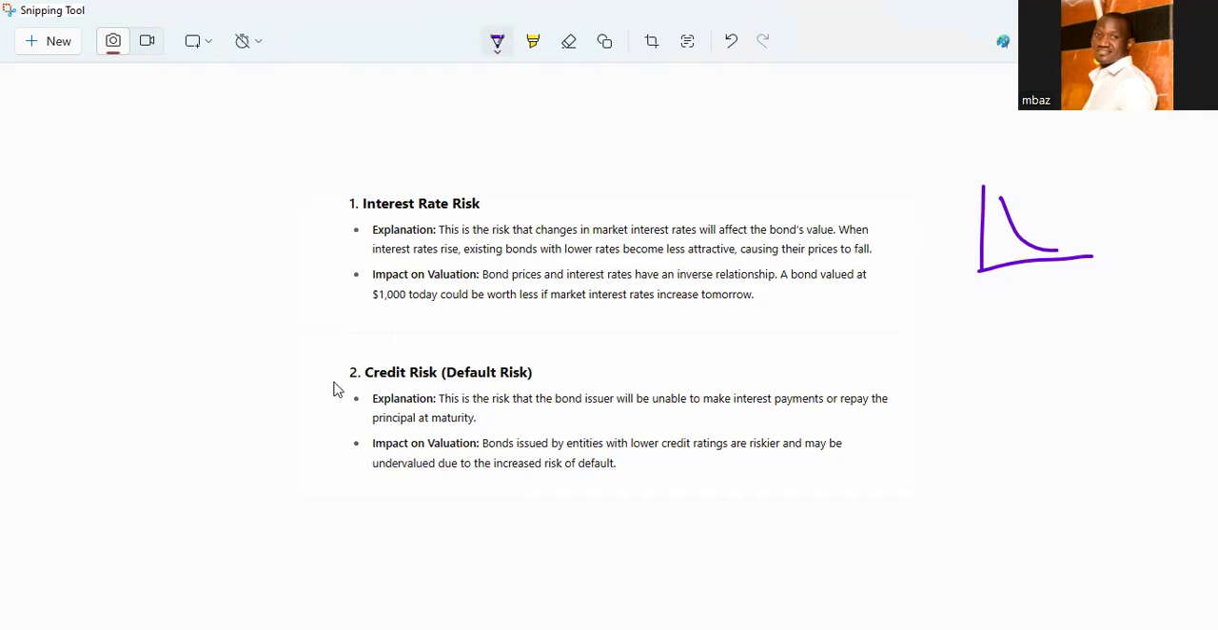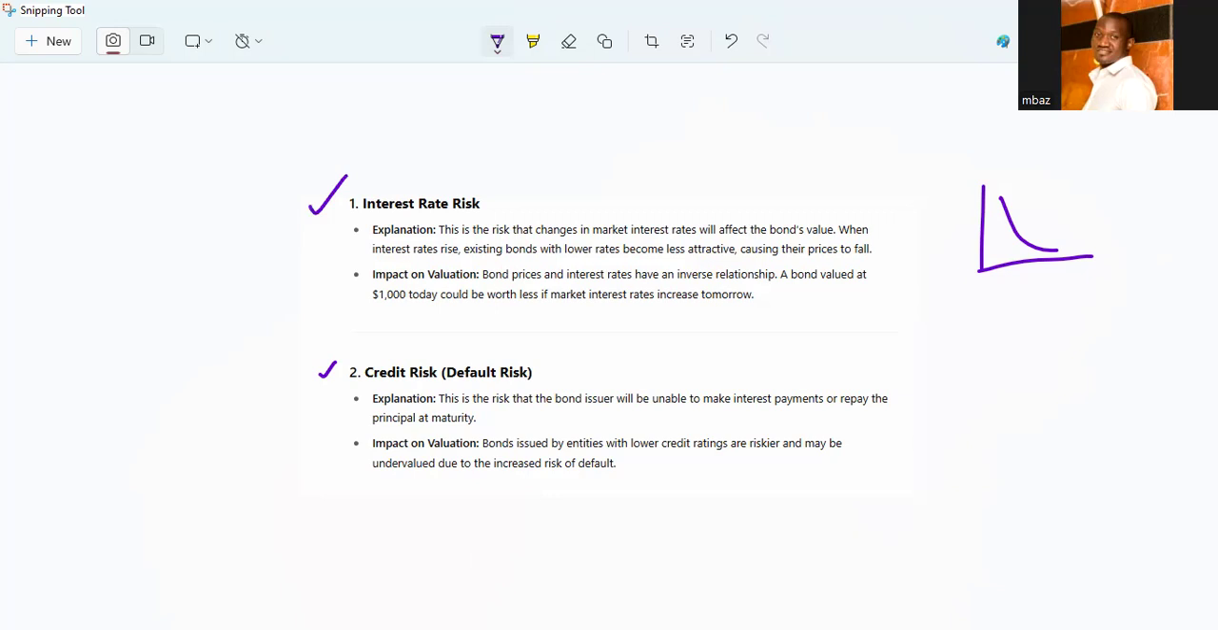The other factor that will affect is the credit risk or default risk. This is a risk that a bond issuer will be unable to make the interest payments or repay the principal at maturity. That's another risk. It's unsecured. So bonds with lower credit ratings are riskier, but may be undervalued due to the increased risk of default. So there's a risk that the issuer may not pay.